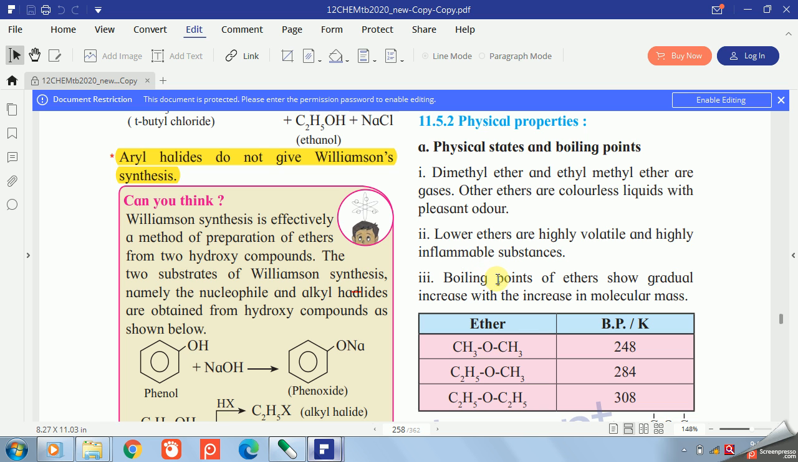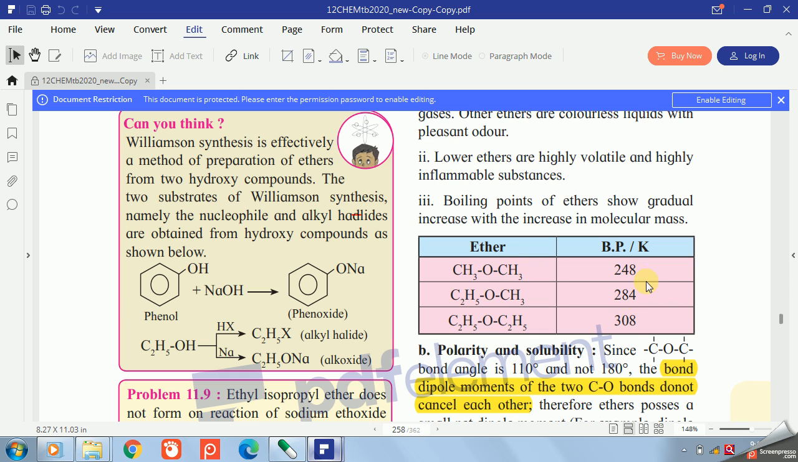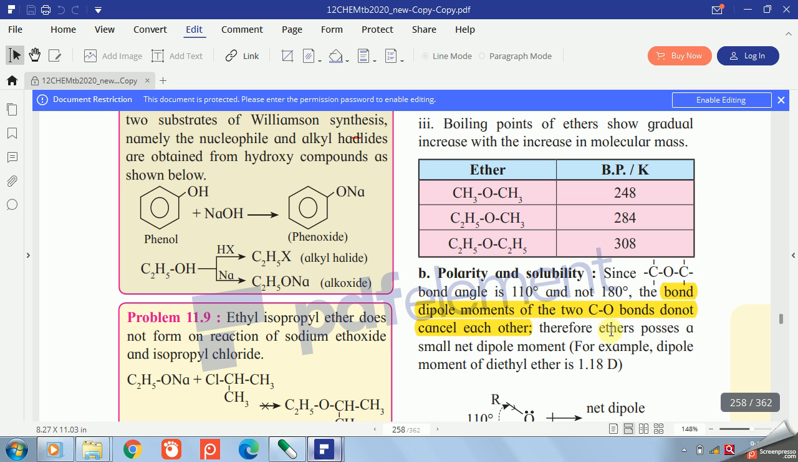So the next one is the boiling point. If we increase the molecular mass, the boiling point increases. So dimethyl ether 248, ethyl methyl ether 284, diethyl ether 308. Then the next physical property is polarity and solubility.